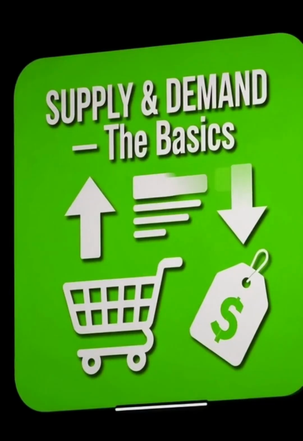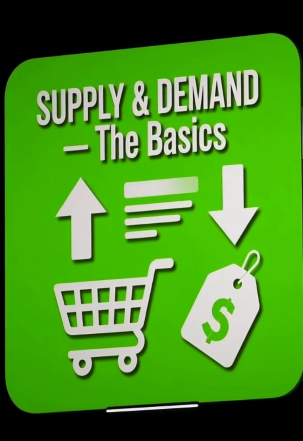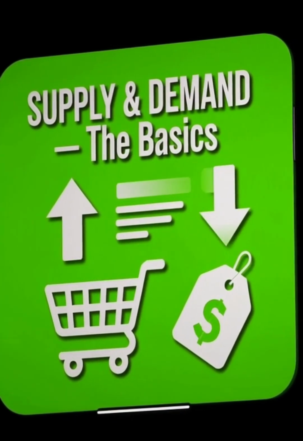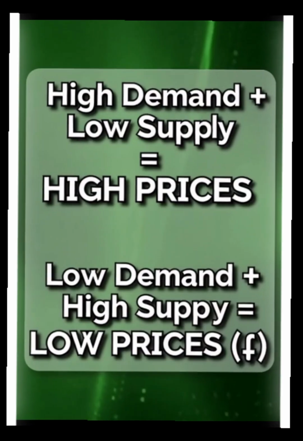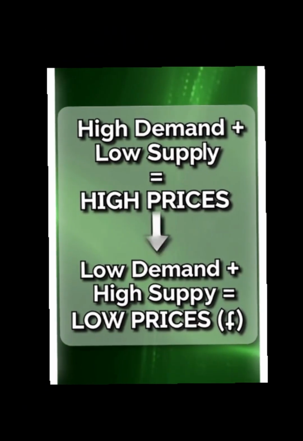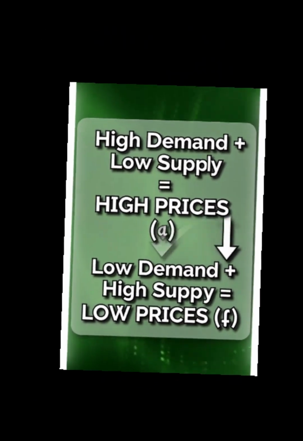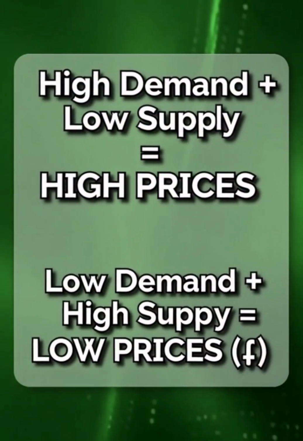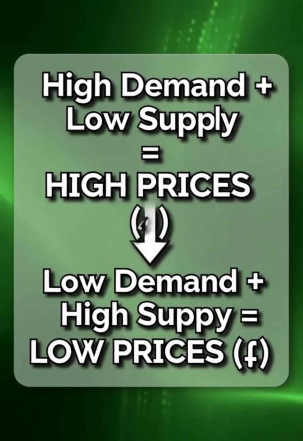Real-life example. During the pandemic, everyone wanted face masks. Demand shot up, but supply was low, so prices exploded. Quick takeaway. High demand plus low supply equals high prices. Low demand plus high supply equals low prices.